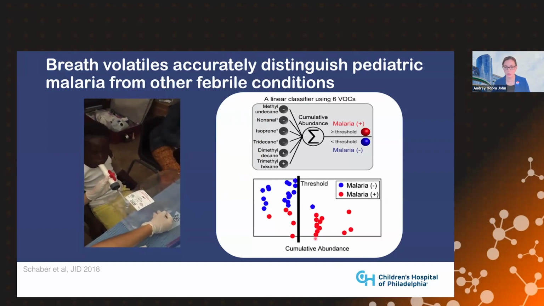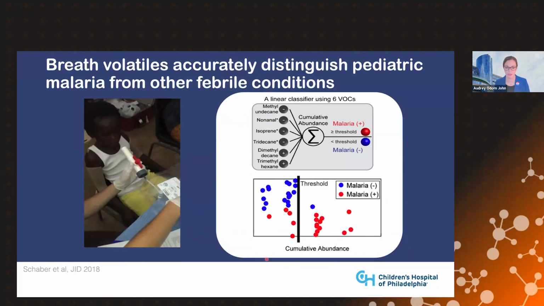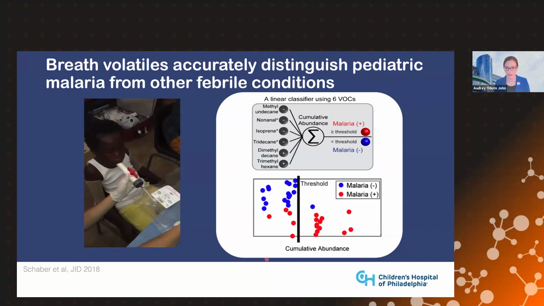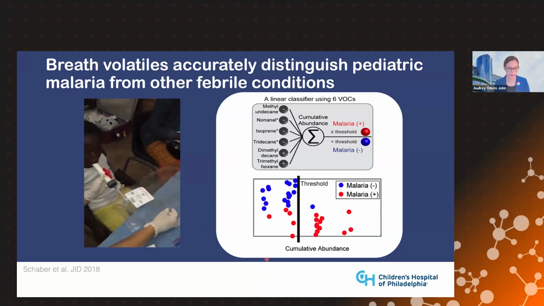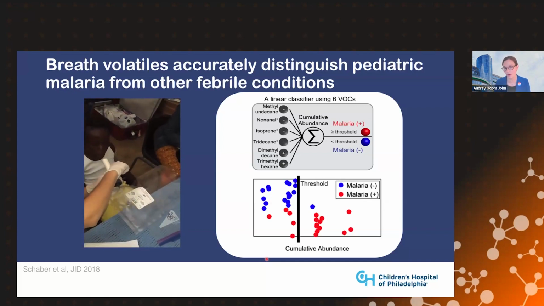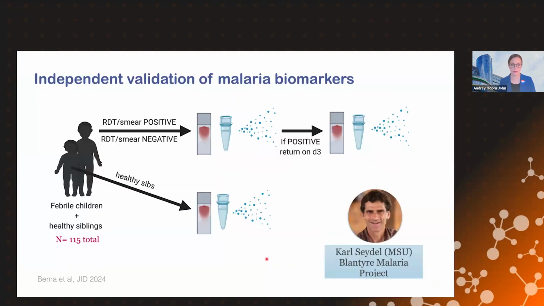And if we used a cumulative abundance metric of these discriminatory VOCs, we were able to diagnose malaria with reasonably high accuracy. Of course, this was a pilot study in a small cohort and really required validation. And I'm pleased to say that we have now completed that validation in a completely independent cohort of children.